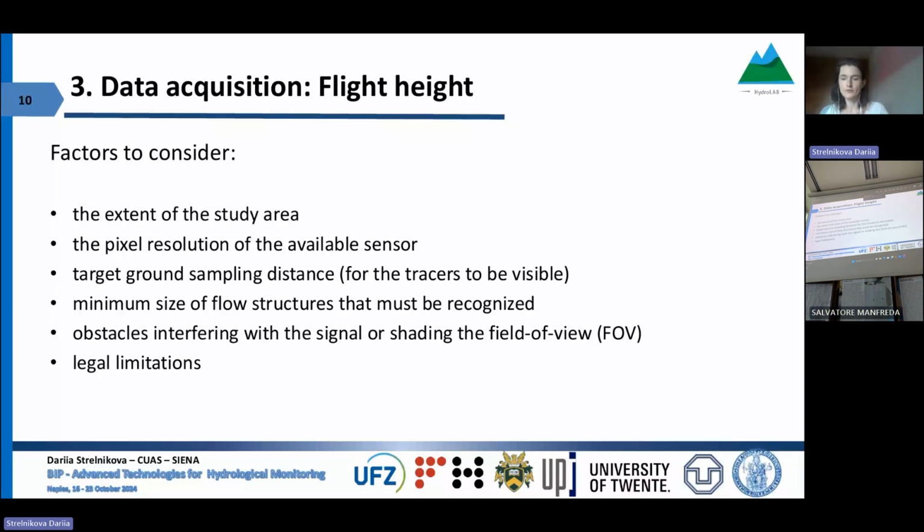So these four factors are connected to each other, and the selection of the flight height is always a balance between the available sensor resolution, because we know that high resolution cameras are expensive, and of how much we want to see of our study area. Do we want to divide our study area into sub areas, because we cannot capture all of it? So this is what we're dealing with from the technical point of view.